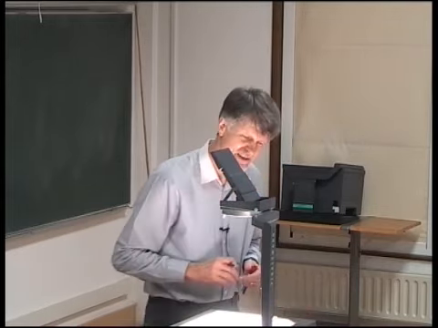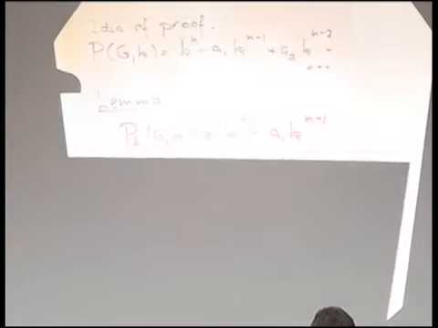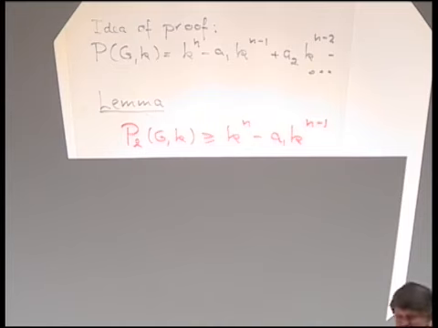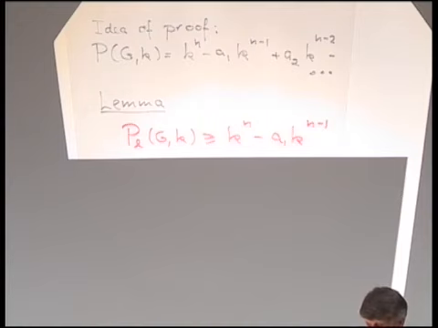roots of chromatic polynomials. We know that the chromatic polynomial looks like this. It starts with k to the n, where n is the number of vertices. Then we know the coefficients are alternating in signs. And the first little thing I proved was that this list color function is at least k to the n minus a1 times k to the n minus 1. a1, by the way, is the number of edges of the graph.